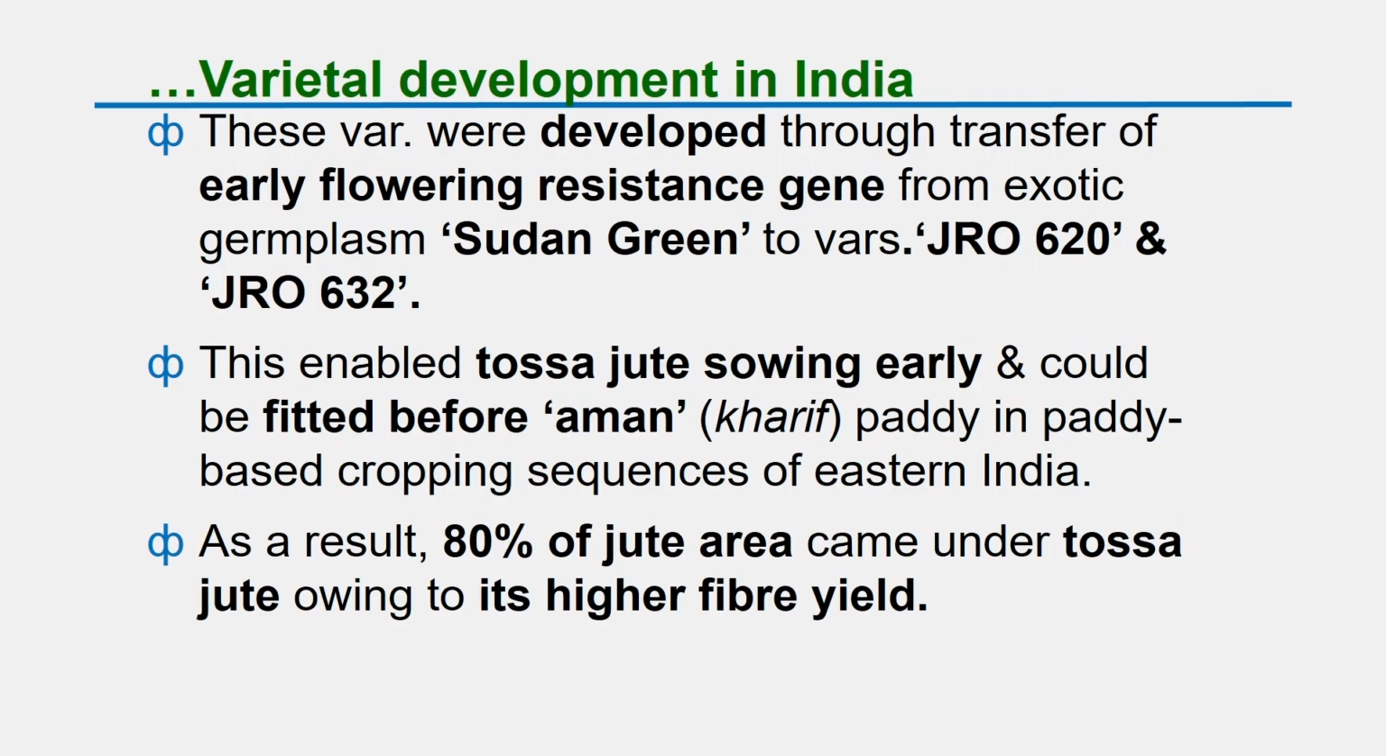These varieties were developed through transfer of early flowering resistance gene from exotic germplasm Sudan Green to varieties JRO 620 and JRO 632. This enabled Tosa jute sowing early and could be fitted before Aman paddy or Aman rice in paddy-based cropping sequences of eastern India. As a result, 80% of jute area came under Tosa jute owing to its higher fiber yield.